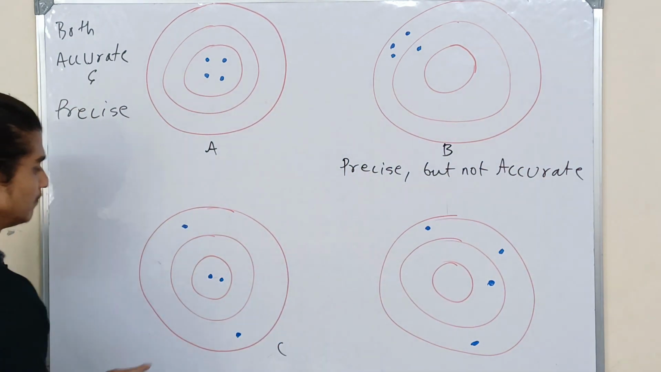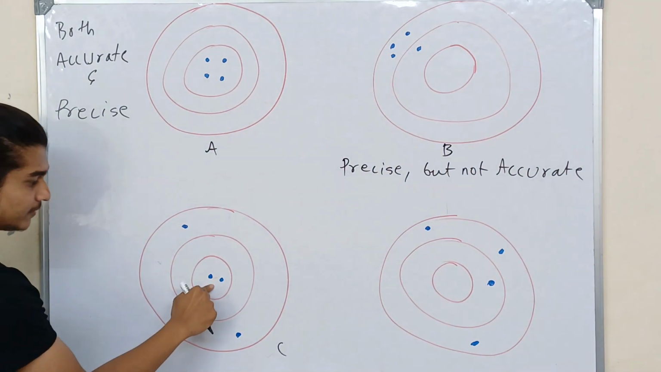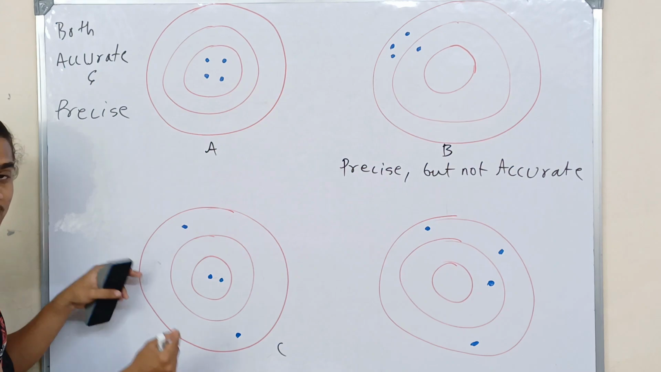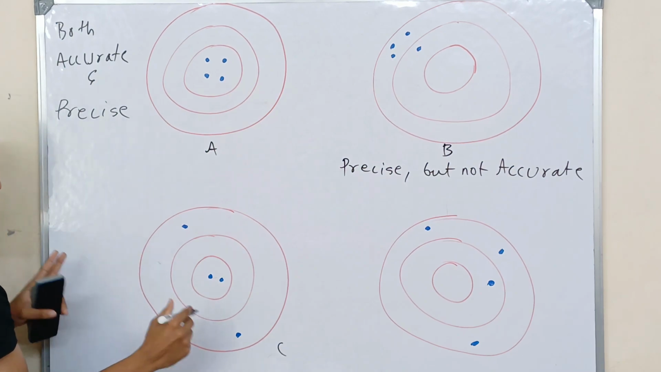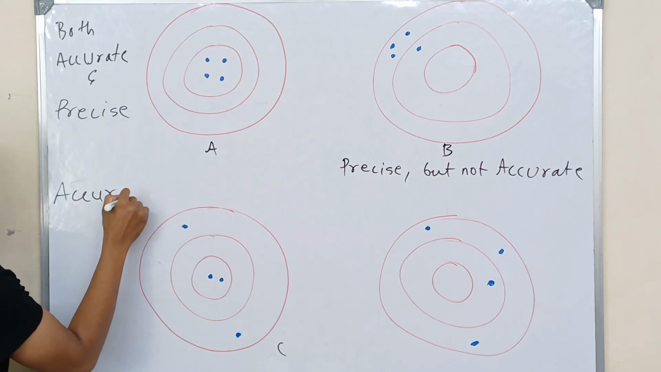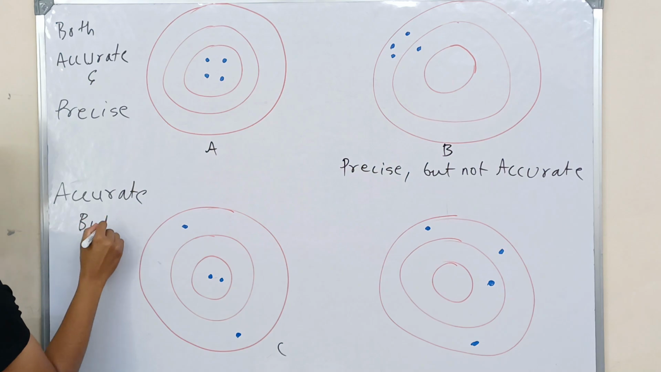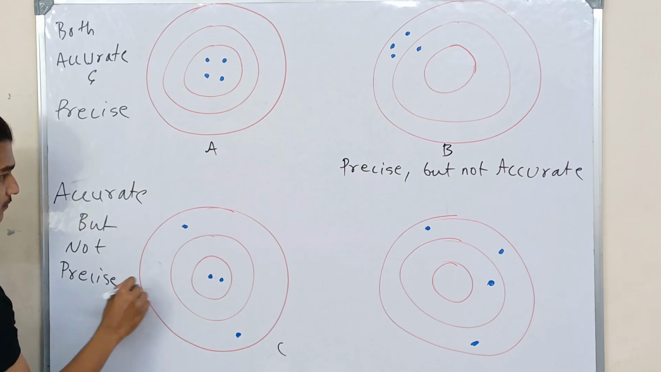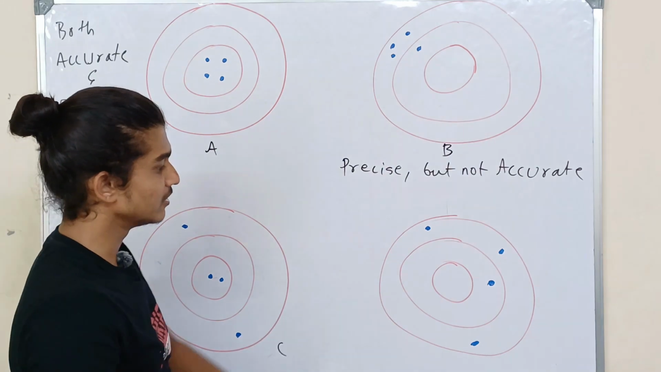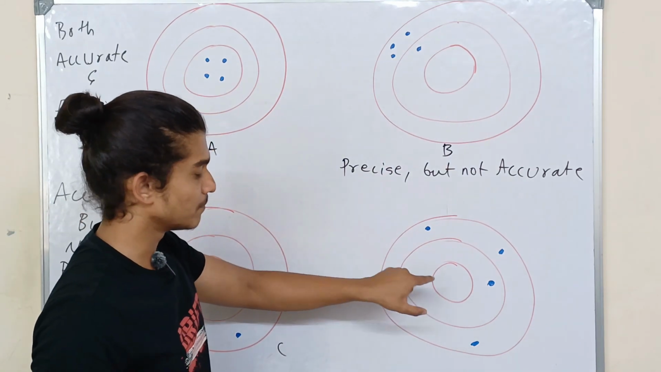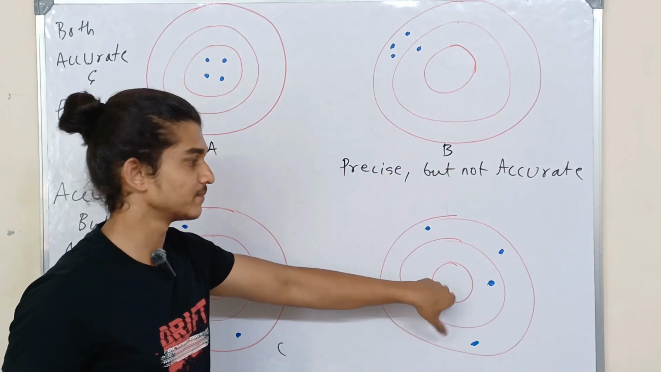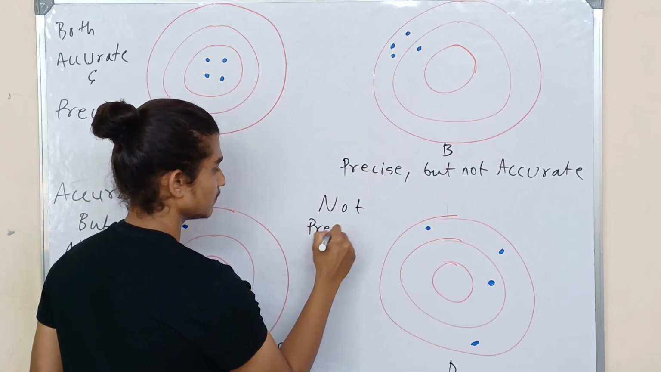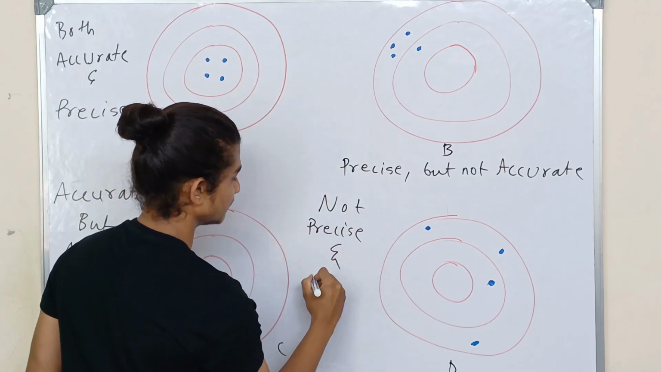Now in the third outcome, you can see the result is accurate but not precise, which means the shots are hitting the target, but they're not close to each other. So from this data, I can say accurate but not precise. Whereas in the last data, you can see not only are they not close to each other, they're also not close to the main target. So from this data, I can say not precise and not accurate.